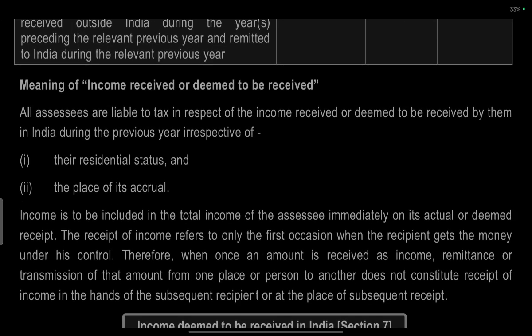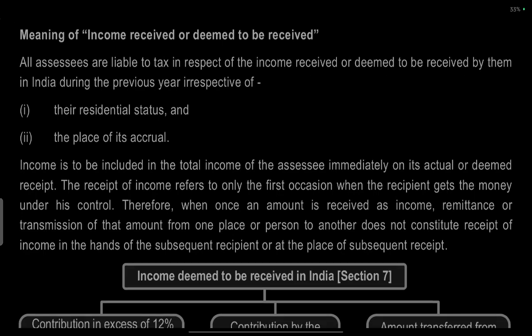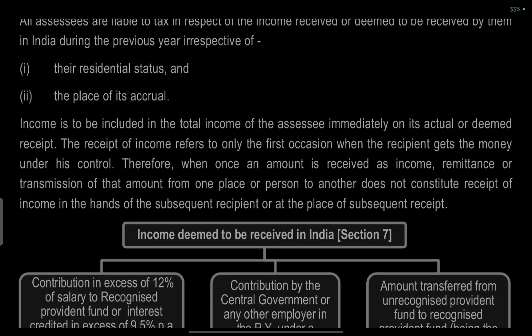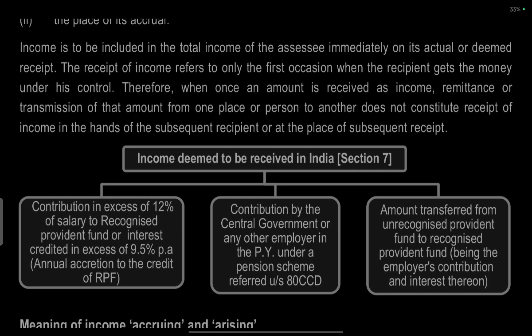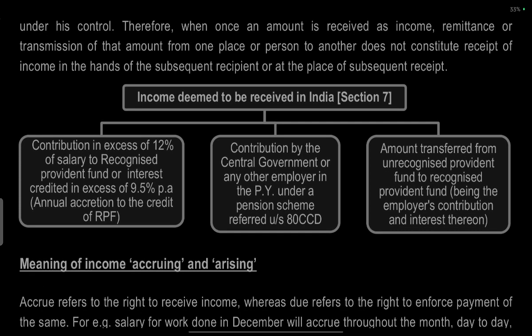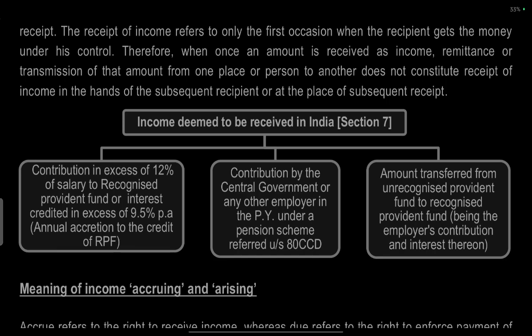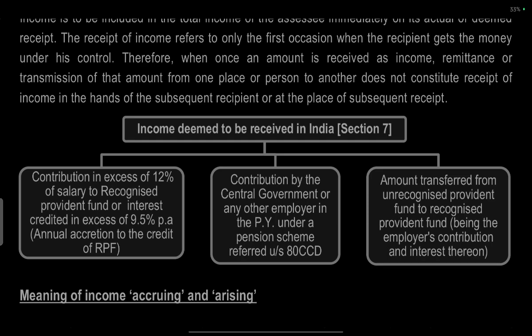Meaning of income received or deemed to be received. All assessees are liable to tax in respect of income received or deemed to be received by them in India during the previous year, irrespective of residential status and place of accrual. The income is to be included in the total income of the assessee immediately on actual or deemed receipt. Receipt of income refers to the first occasion when the recipient gets the money under his control. Therefore, once the amount is received as income, remittance or transmission of the amount from one place or person to another does not constitute receipt of income in the hands of the subsequent recipient at the time of subsequent receipt.